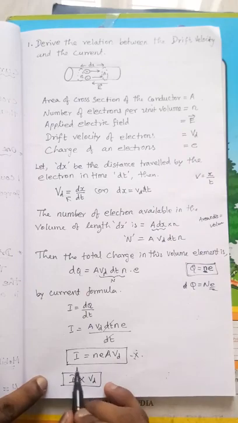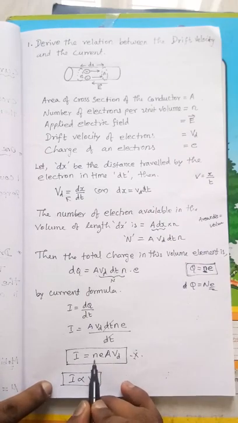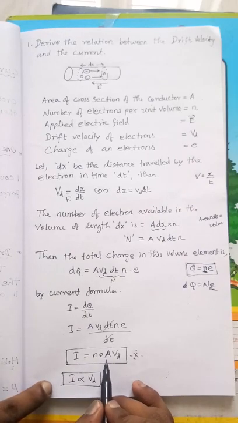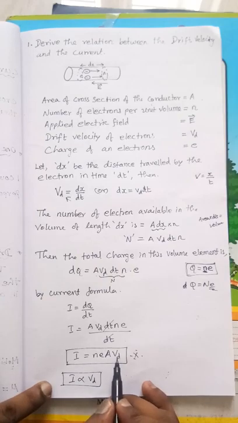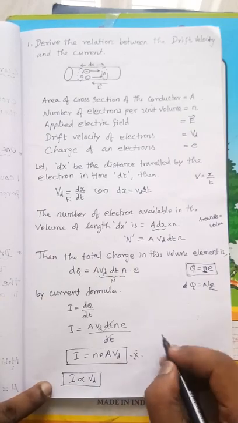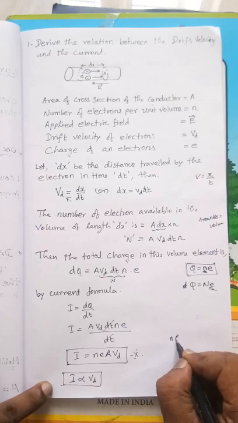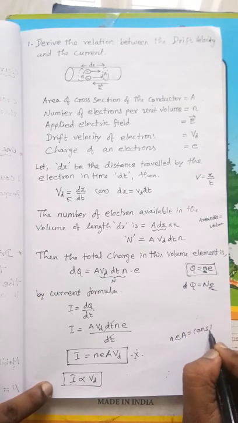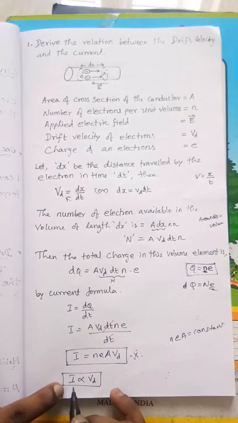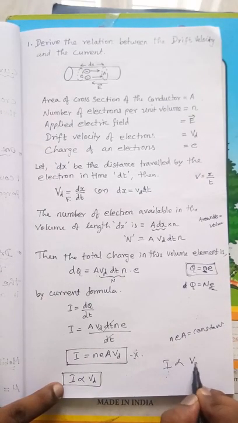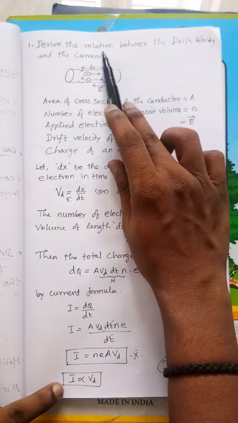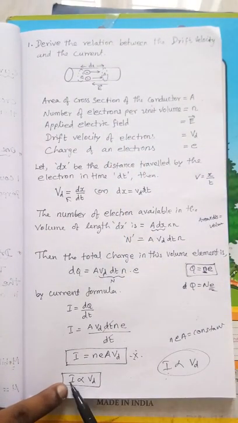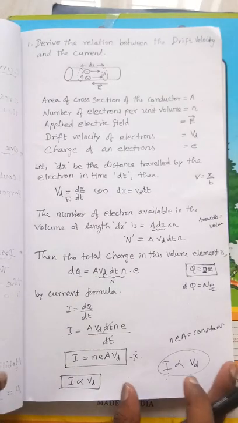Very important: the current I is equal to the number of electrons, charge of an electron, area of the conductor and drift velocity. Here the number of electrons per unit volume, the charge of an electron and the area are constants. So I is directly proportional to Vd. So in that question, the relation is that the current is directly proportional to the drift velocity. Very important here.